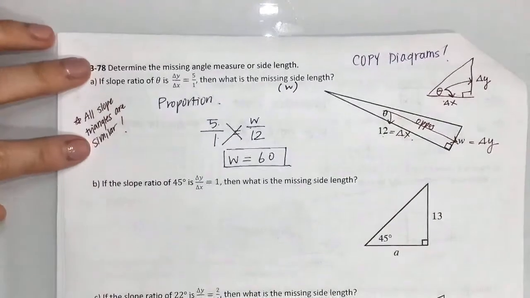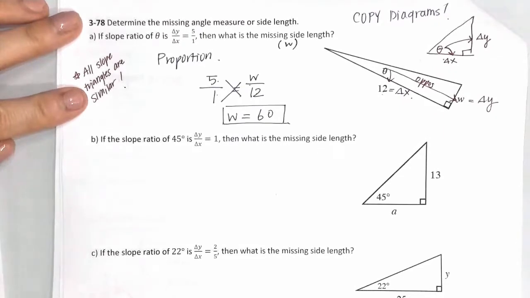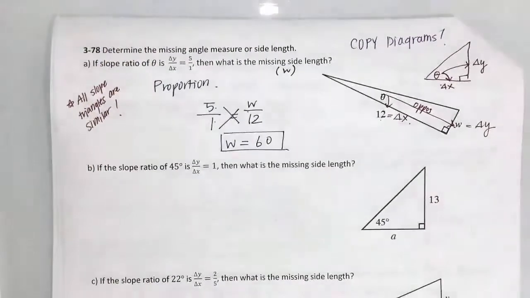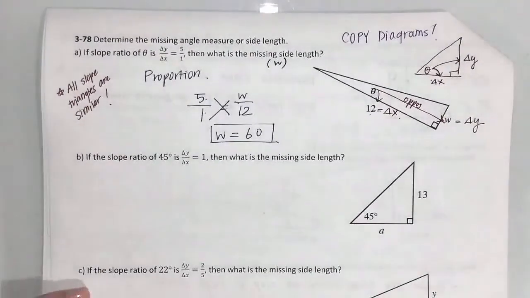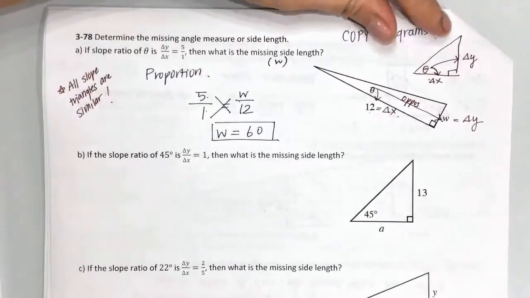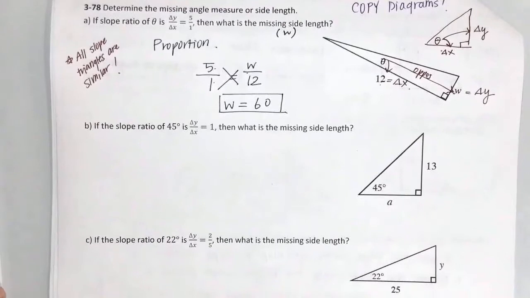So if you think you understood this first part, then definitely pause the video and try B, C, D, and E all the way on your own. Please make sure that you identify the delta y and delta x correctly and come back to check with the video. And now I'm going to continue on to part B.